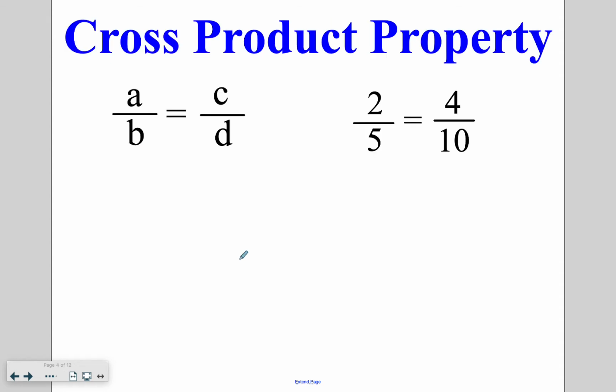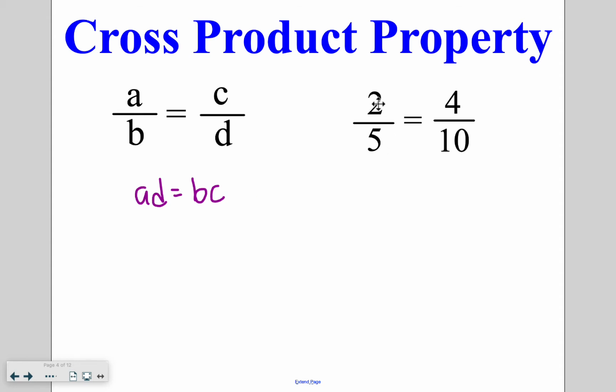When we are solving proportions, we want to use the cross product property. What that is saying is that if you multiply on the diagonals, so as a general format, A times D is equal to B times C. So we can multiply on the diagonals and those two things should be equal.